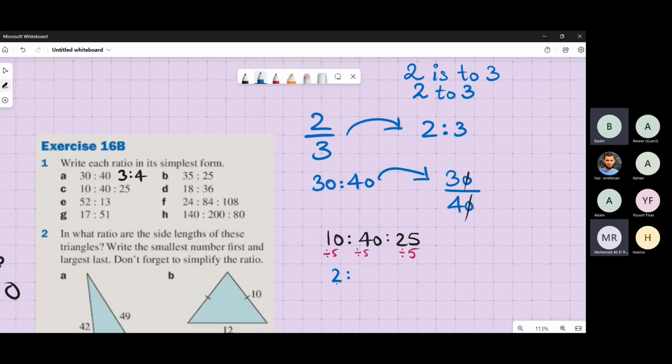10 divided by 5 equals 2. No, not that. I'm saying for this symbol, you have to tell me "2 to" or "is to". You have to say at least something, either this or this. Okay, "is to". So tell me from the starting. What will I write? 2.